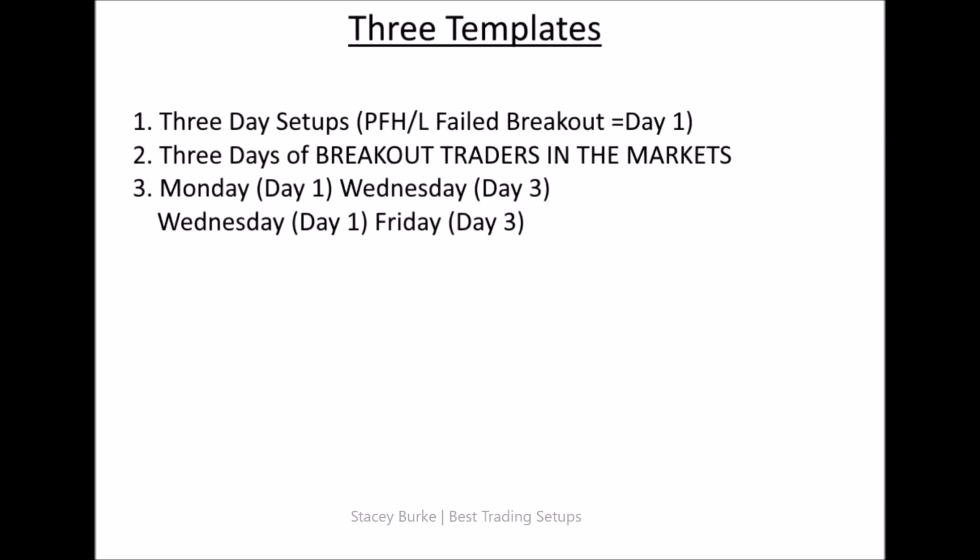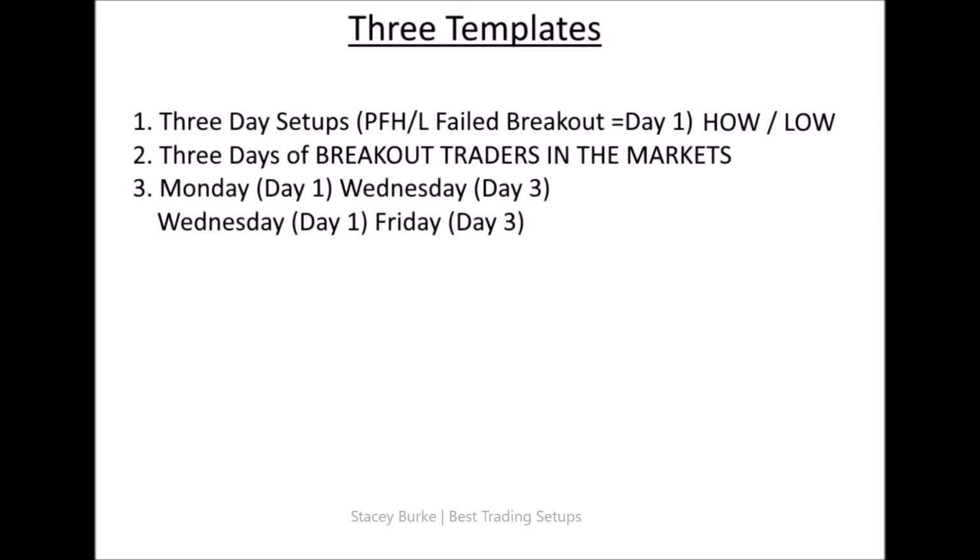We're talking about the opportunity for large parabolic opportunities that build up over 3 days. So we will be targeting 3-day setups, which will begin with a failed breakout at the high or low of the week. And that begins our day count. So the failed breakout at the high or low of a week begins our day count for a 3-day setup. Then we have 3 days of breakout traders in the markets.